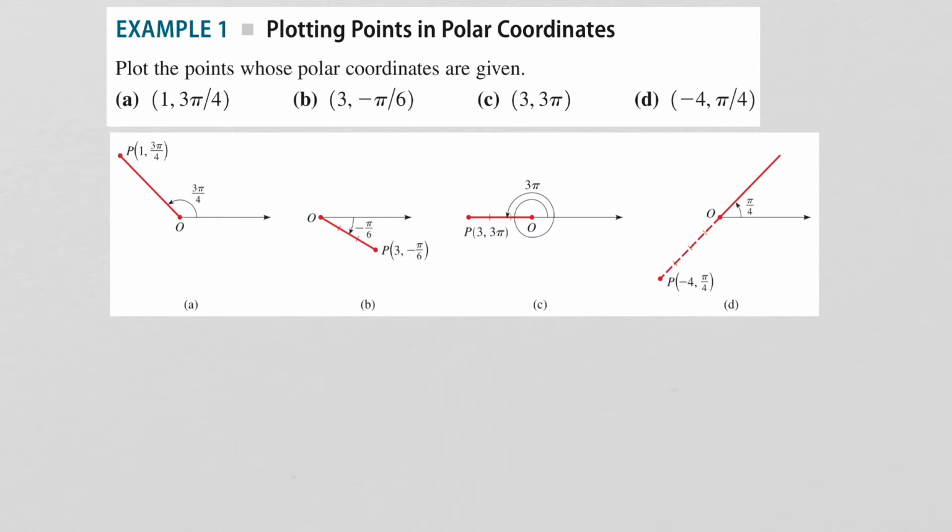And finally, we have negative 4, pi over 4. So again, from the polar axis, we rotate pi over 4. That puts us at this angle. But because r is negative, we're actually going to travel in the opposite direction 4 units. And that's where this point would be located.